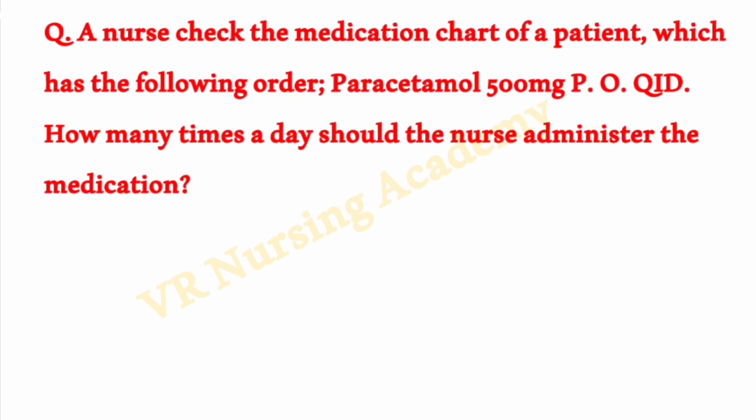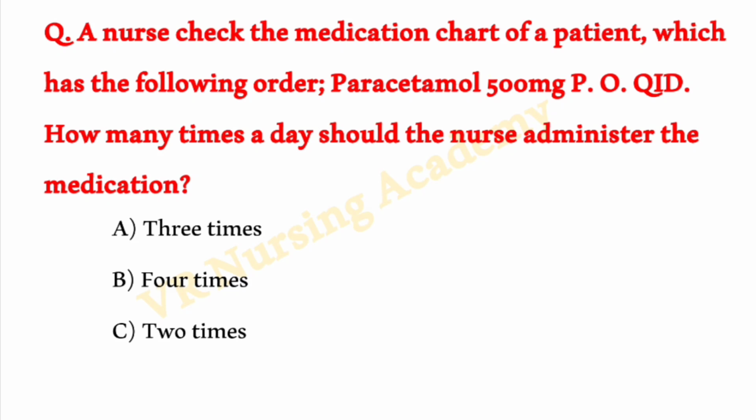Next question. A nurse checked the medication chart of a patient, which has the following order: paracetamol 500 mg PO, QID. How many times a day should the nurse administer the medication? Option A. 3 times. B. 4 times. C. 2 times. D. 1 time. The correct answer is option B. 4 times.